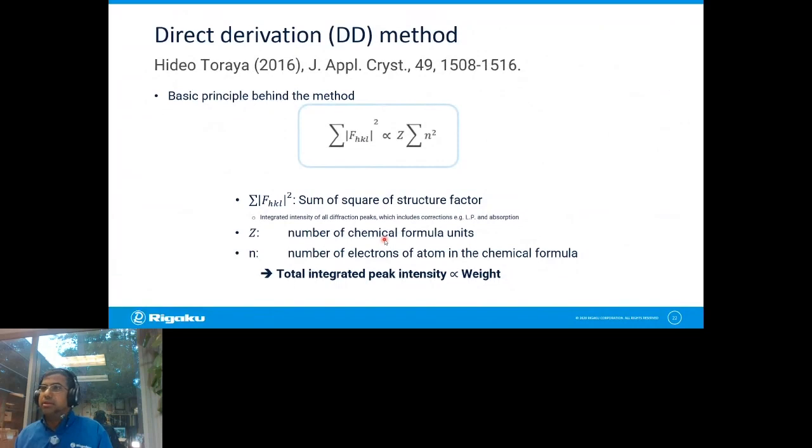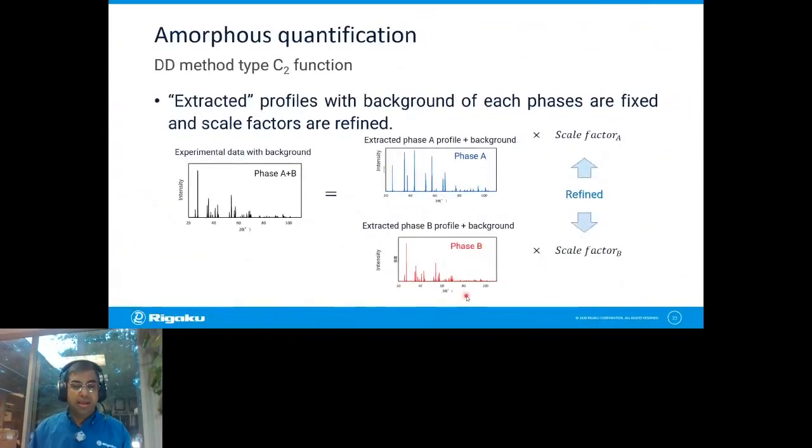But let's talk about this new method, the direct derivation method, developed by Hideo Toraya, and I have listed his publication here. Basically, it says the sum of square of structure factor is proportional to the number of chemical formula units. So by knowing the chemical formula, we know the structure factor, and hence this will help us find the relative amounts of each one of them present there. So total integrated intensity is proportional to the chemical formula. This helps to find things without the help of the database.